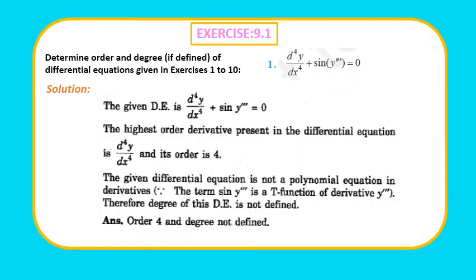So let's start exercise 9.1, and the question 1 is: determine order and degree, if defined, of the differential equation d⁴y/dx⁴ + sin y''' = 0. Now the differential equation is given as d⁴y/dx⁴ + sin y''' = 0. Now the highest order is very clear, that since we have differentiated 4 times, we have d⁴y/dx⁴, so the order will be equal to 4.